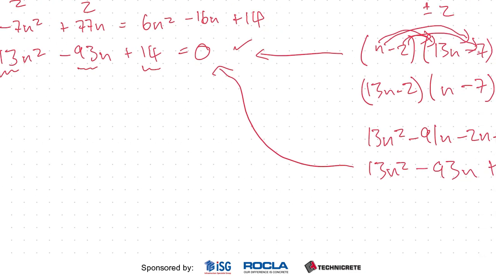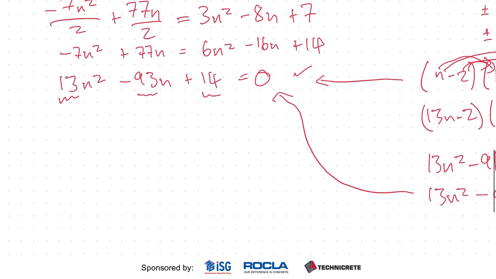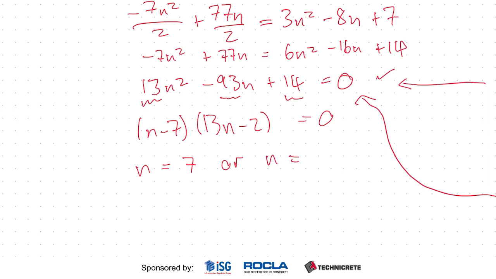Now if you're uncomfortable factorizing and you can't see, just do trial and error or just skip it and sacrifice the mark, because you can waste a lot of time trying to figure out the factors. But anyways, we figured it out. So it's n minus 7, 13n minus 2 equals 0. So n equals 7 or n equals 2 over 13.